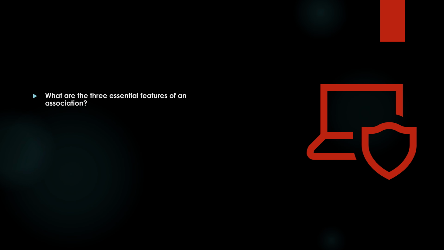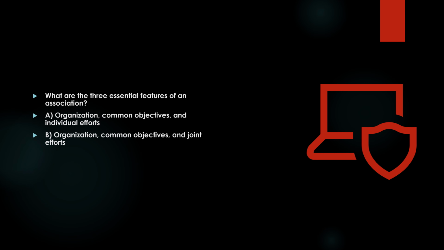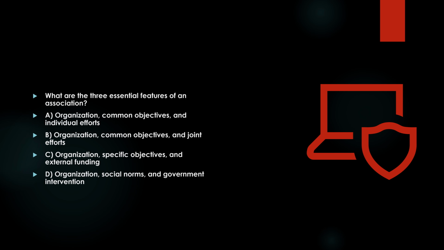What are the three essential features of an association? Organization, common objectives and individual efforts. Organization, common objectives and joint efforts. Organization, specific objectives and external funding. Organization, social norms and government intervention. Answer B. Organization, common objectives and joint efforts.